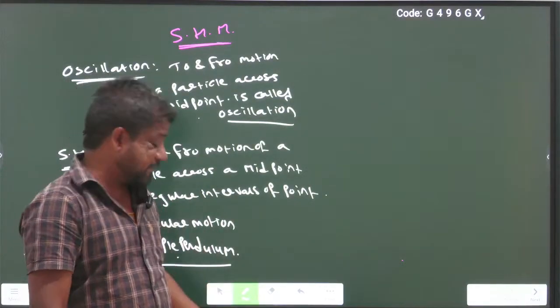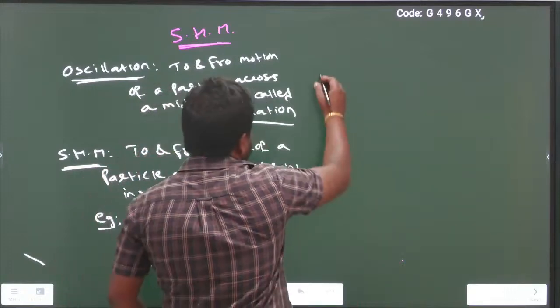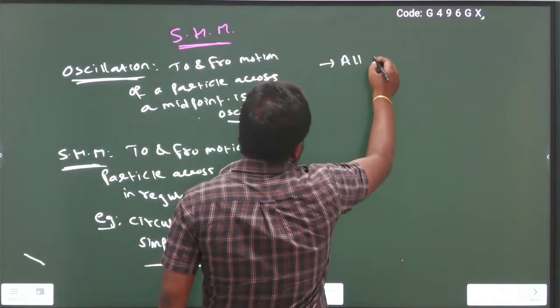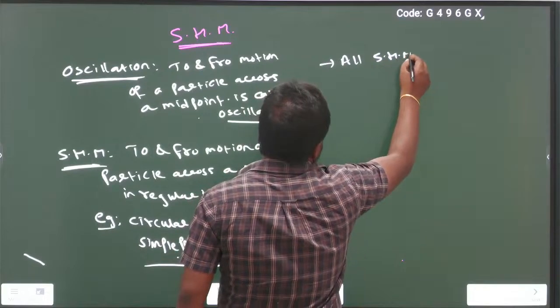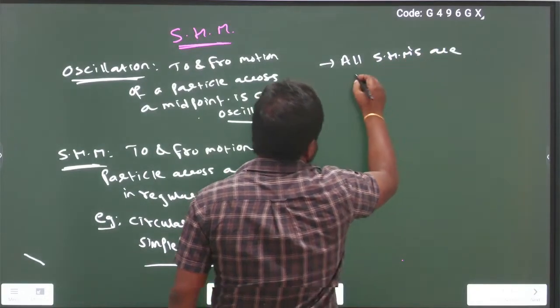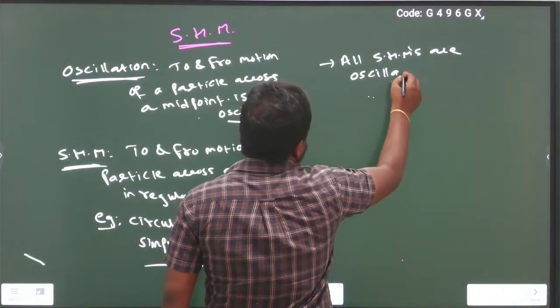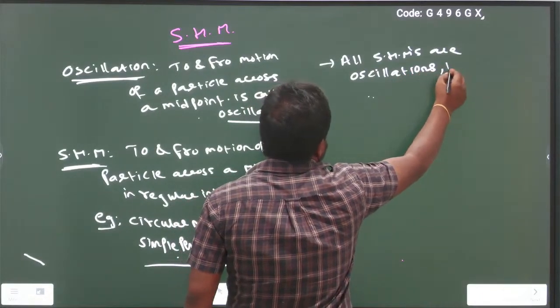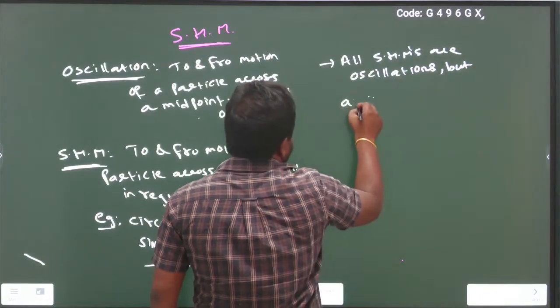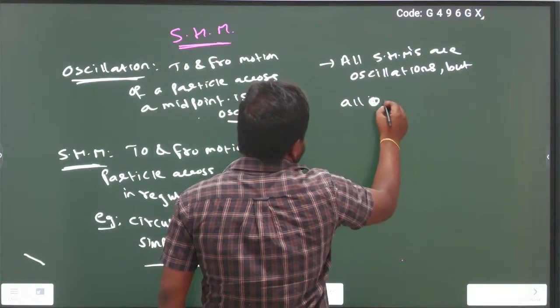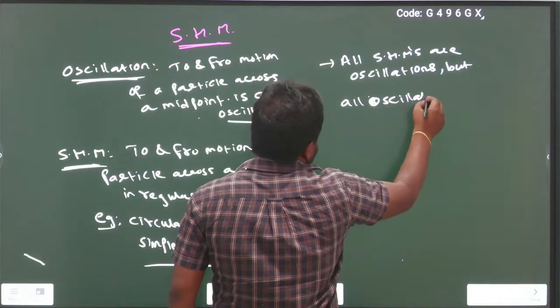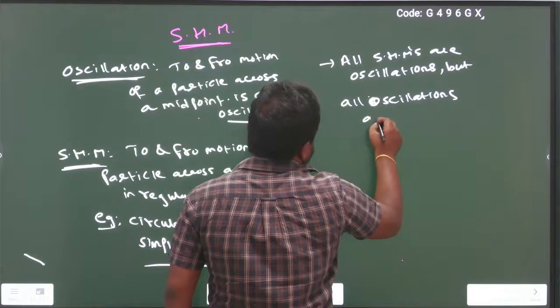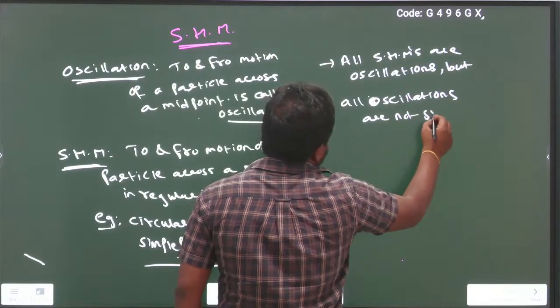Here we can write two statements. All SHMs are oscillations. But all oscillations are not SHMs. Be careful. All oscillations are not SHMs.